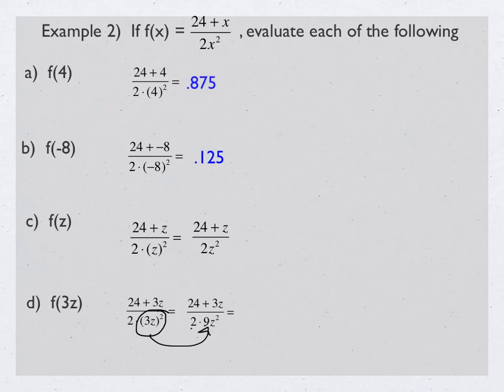And then I can still combine the 2 and the 9. So 2 times 9 is 18. That's going to look like this: 24 plus 3z. So again, I put this 3z in place of this x up here too, and then I simplified the bottom to become 18z squared. But that's really all you're doing in this lesson: you are taking numbers and plugging them into the functions for x. Okay? That's all there is to it.